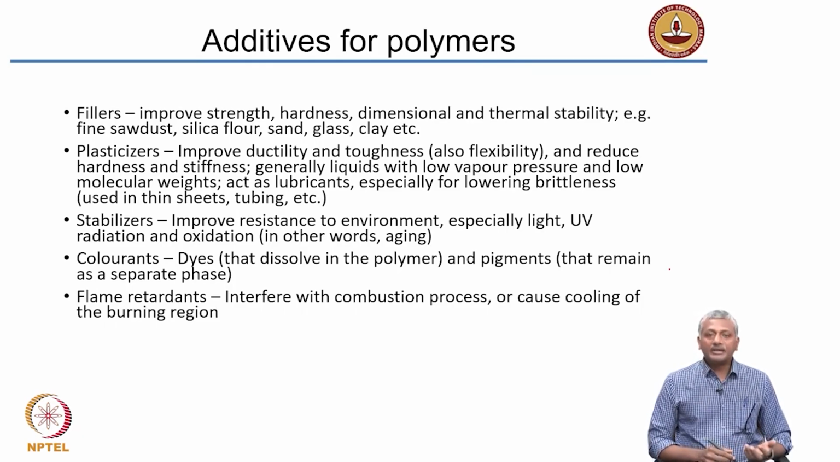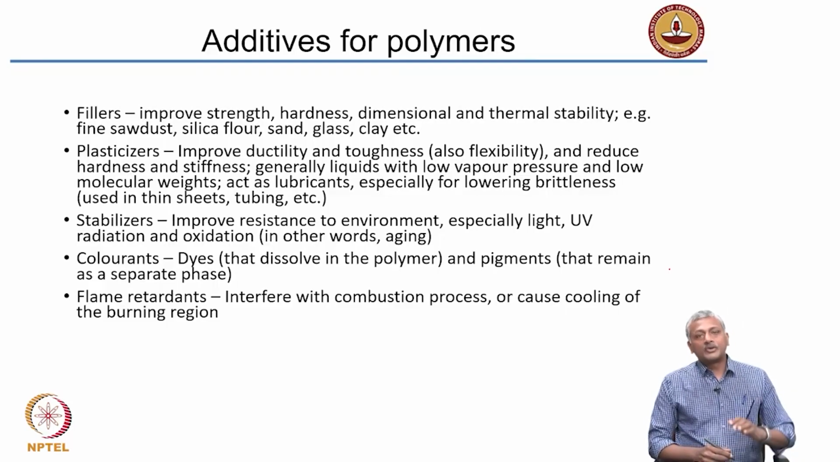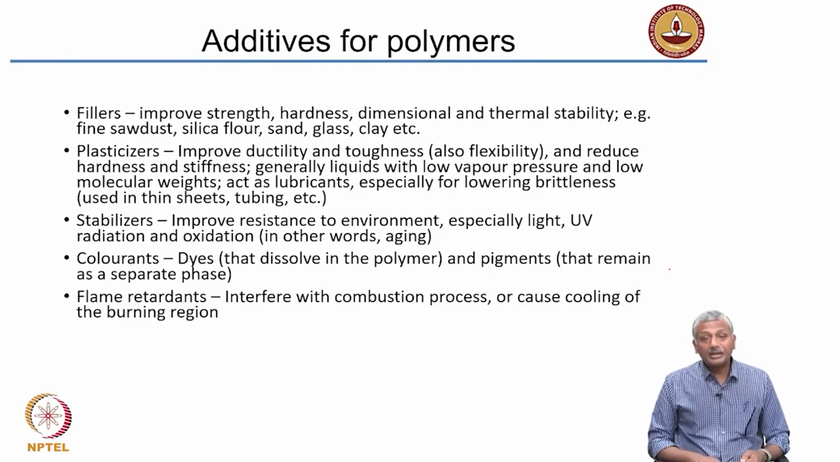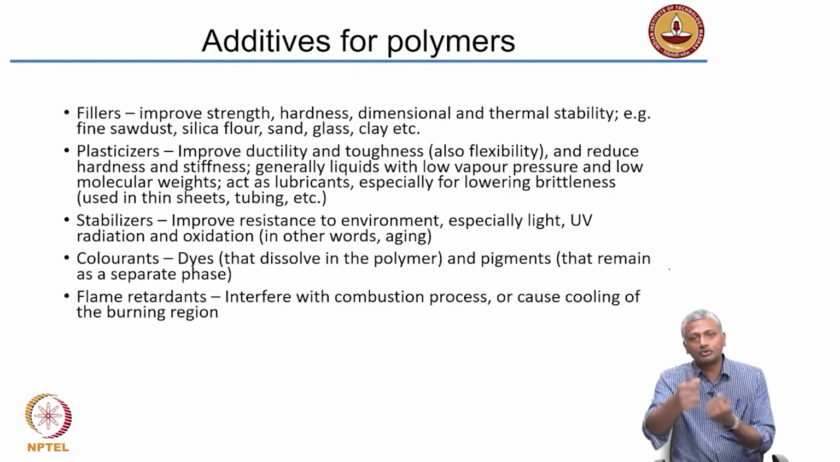Plasticizers will improve ductility and toughness, also flexibility of the polymer, and of course when you are increasing ductility and toughness, you are going to be reducing the rigidity of the material. Okay. So generally these are liquids with low vapor pressure and low molecular weights, and these may be used in forming thin sheets, for instance, where you need a lot of pliability. One of the common things that you see is the food wrapping sheet, right? See how nicely it deforms, and you can cover the food quite nicely with it.